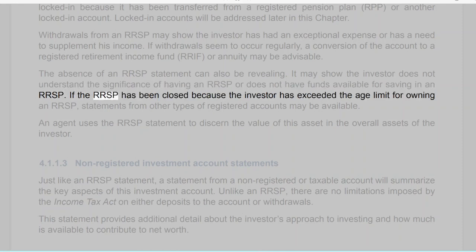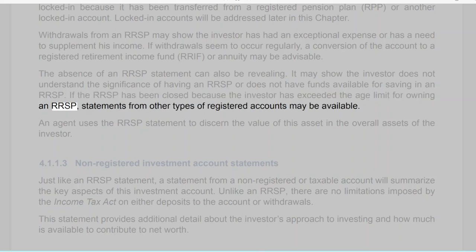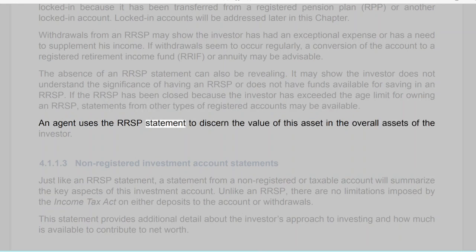If the RRSP has been closed because the investor has exceeded the age limit for owning an RRSP, statements from other types of registered accounts may be available. An agent uses the RRSP statement to discern the value of this asset in the overall assets of the investor.